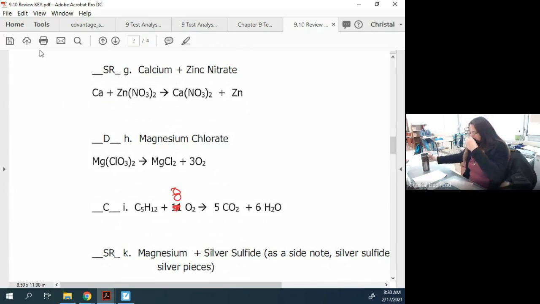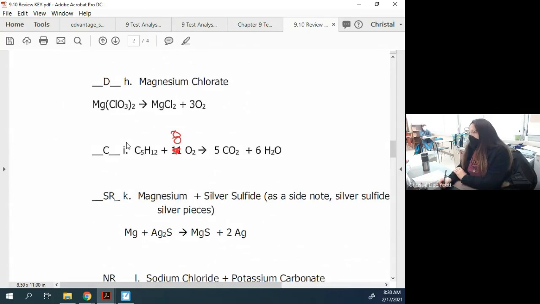The next one is magnesium chlorate. Magnesium chlorate, this is one thing. There are no plus signs here anywhere. So if this is just one thing, it has to be decomposition. There's nothing here. It's just one item. There's nothing here to synthesize or add in. There's nothing here to replace it. So it has to be decomposition. So my magnesium is going to go here. And I've got to figure out what this is going to do.